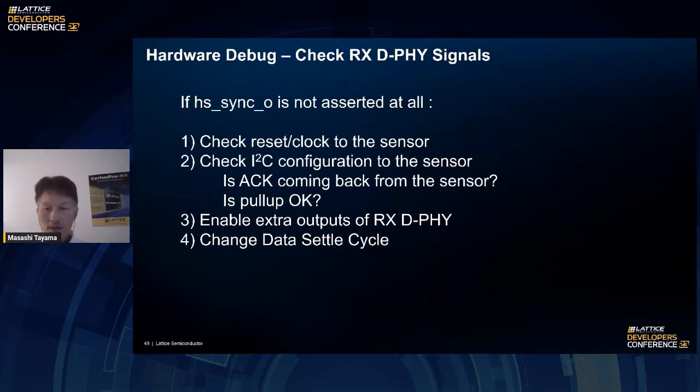When HS-sync is not asserted at all, there are several checkpoints. First, make sure the sensor is properly controlled, like reset is released and clock is provided. Then we should check I2C configuration against the sensor. We can check whether ACK is coming back from the sensor or not.